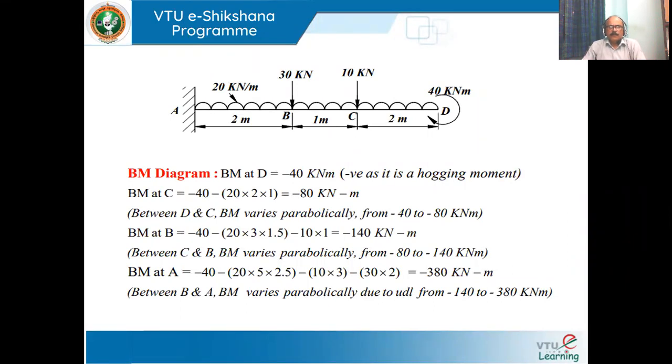Minus 40 minus that 20 into 3, 20 into 3 is 60, 60 into 1.5, 90 plus 40 is 130 plus 10, 140. Minus 140 at point B. On similar lines, we have to find out bending moment at A.